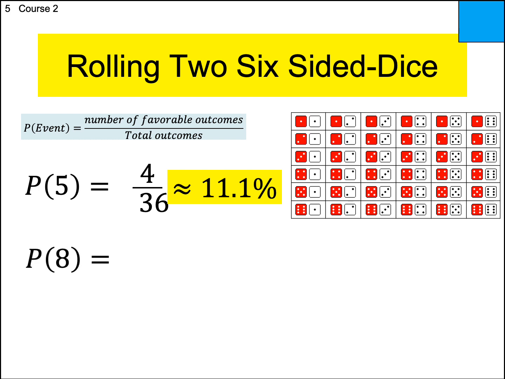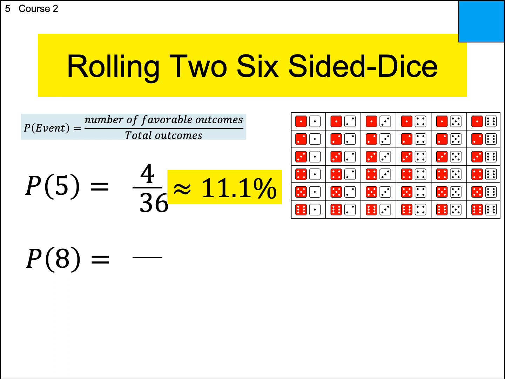How about getting an 8? How many different ways are there to get an 8? Let's see. You can't get it if you roll a 1, because there's no 7. But you could get it if the first one's a 2 and the second one is a 6. There's one way. Or the first one is a 6 and the second one is a 2. There's 2 ways. Any other way? A 3 and a 5, or a 5 and a 3, and how about a 4 and a 4? And you're like, why aren't there 2 4s and 4s? Because remember, the first one's a 4 and the second one's a 4. That's the same as saying the second one's a 4 and the first one's a 4. That's why there's only one.